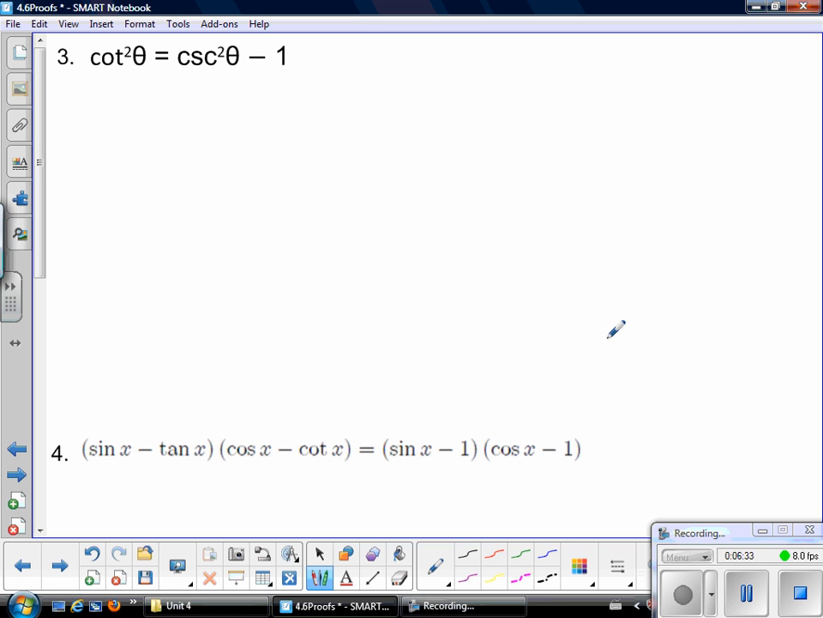So I'm going to tell everyone that I'm working on the right side. And over here is going to be my reasons. I'll do a squiggly line instead of waiting for me to draw a really nice line. Okay, so cosecant squared theta minus 1 is what I'm starting with.